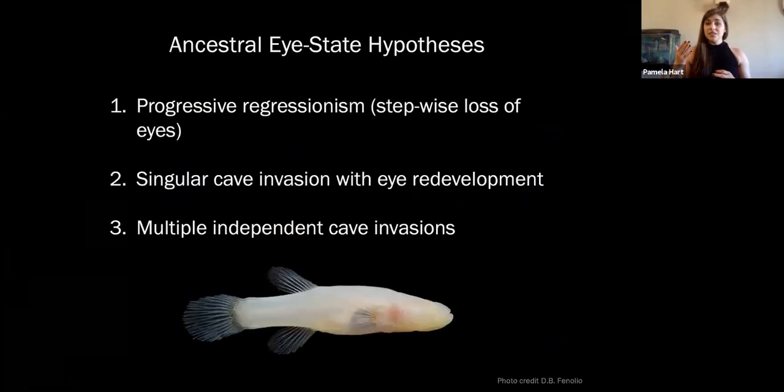And so this brings us to the 3 ancestral state hypotheses for this family, how they lost their eyes. Firstly, the stepwise loss of eyes. Secondly, an individual cave colonization event followed by surface recolonization and eye redevelopment, or thirdly, multiple independent eye loss events in cave invasions.